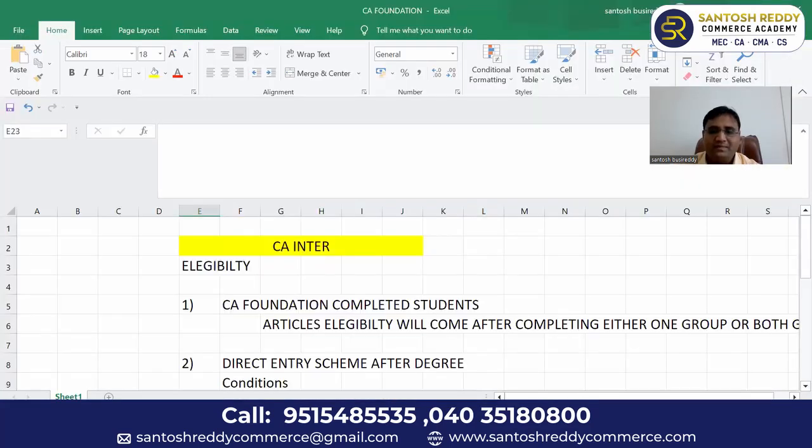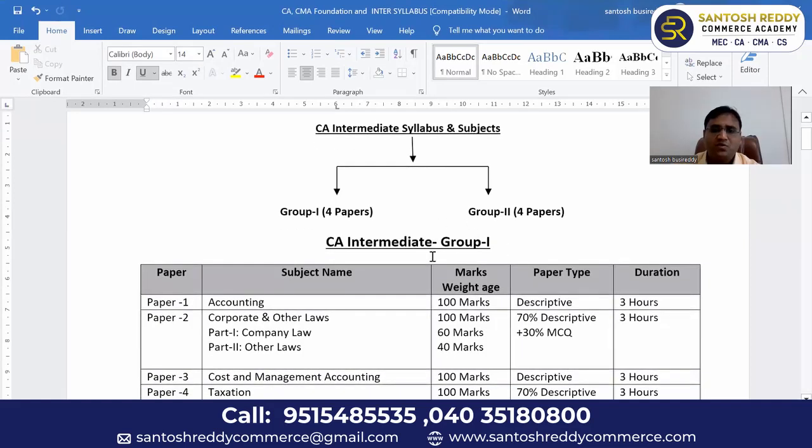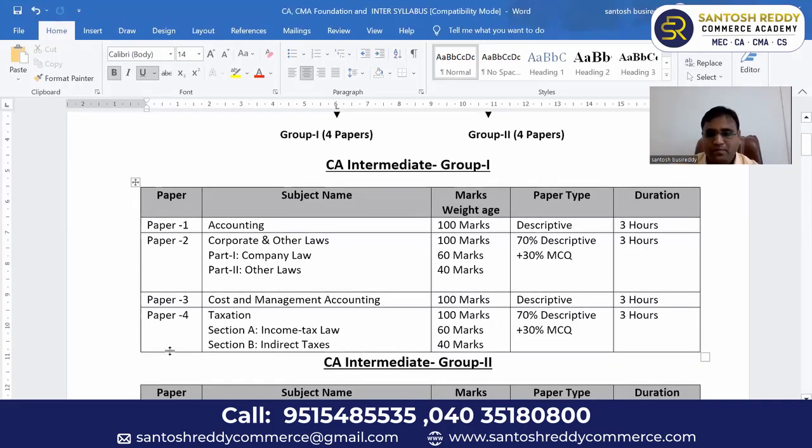The CA Intermediate syllabus is divided into two groups, group 1 and group 2. Group 1 will have 4 papers, group 2 will have 4 papers. First we will discuss group 1. Group 1 contains paper 1, paper 2, paper 3, paper 4. What is paper 1? Accounting paper, just an extension to your CA Foundation accounting. Normal accounting like partnership accounts, departmental accounts, branch accounts, introduction to accounting standards. It is a 100 marks paper. It is totally descriptive, which means you have to write the answers. A 3 hour examination will be there for this paper.